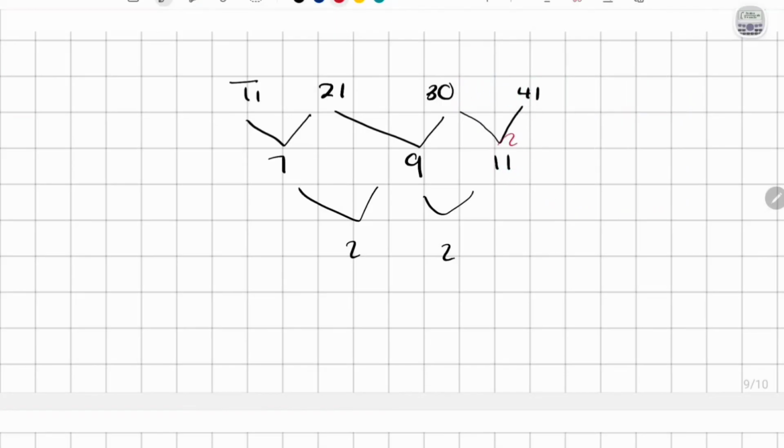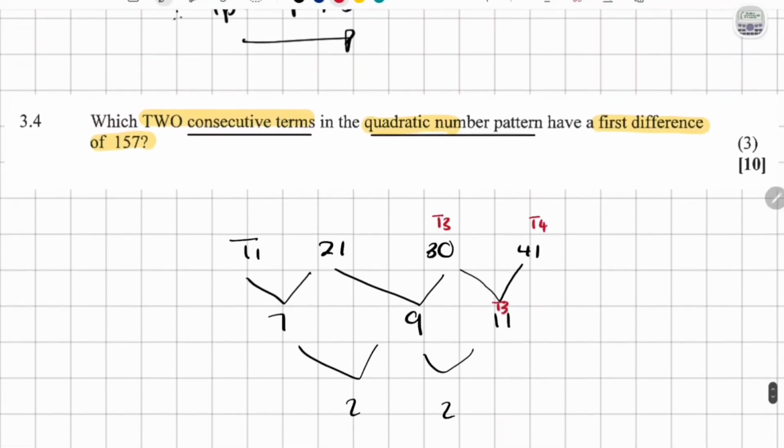So if this is T3 over here in this first difference, the two consecutive terms in the quadratic would be the third term and the fourth term. So all we have to do here is find out which term exactly in the first difference belongs to that specific number they're speaking about. So if we look up here, we see that they ask which two consecutive terms in that quadratic pattern have a first difference of 157. So let's go to the first difference and find out which term exactly has a value of 157. Then we'll be able to find out which two consecutive terms in the quadratic.